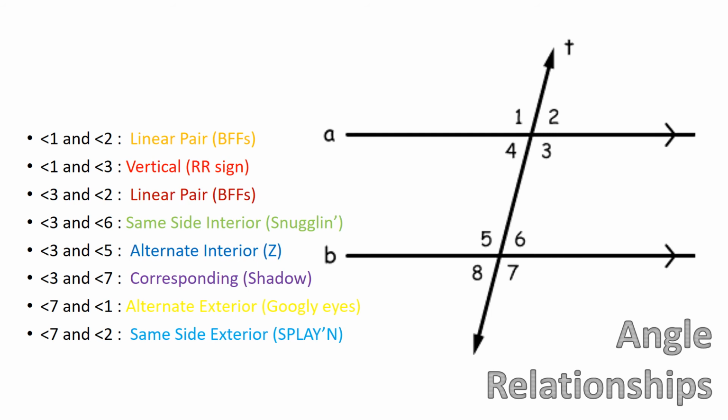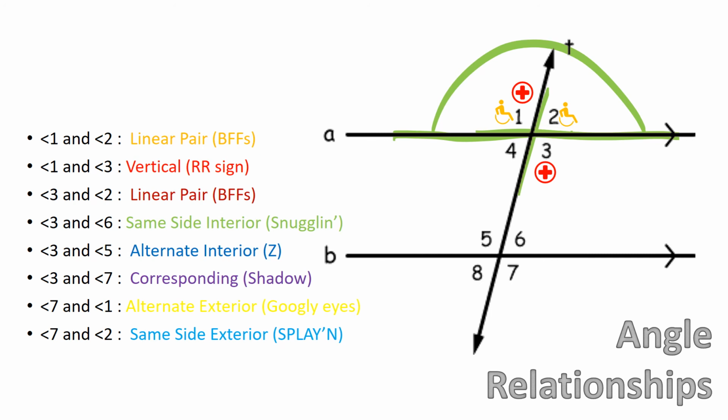Now we're going to go down. So first one, linear pair, angle 1 and 2. Here's angle 1, here's angle 2. Boom. Together they make a semicircle or a line. All right, number 2, vertical railroad sign. Angle 1, angle 3. Houston, we have an X, so they are vertical, and verticals are congruent.